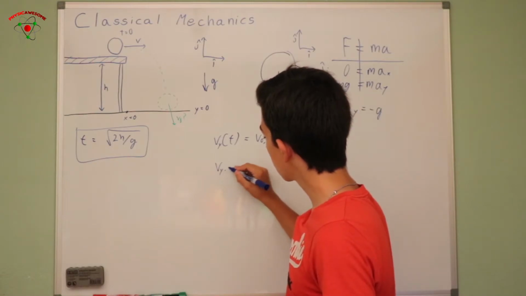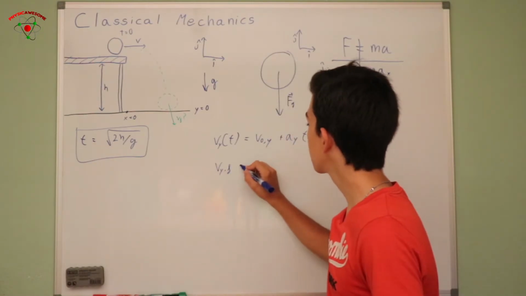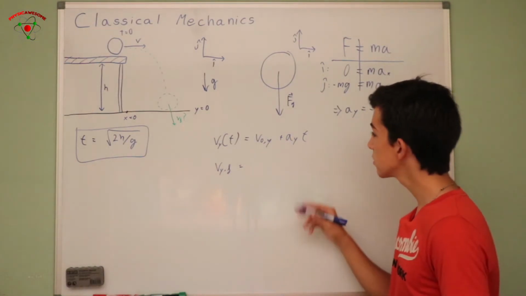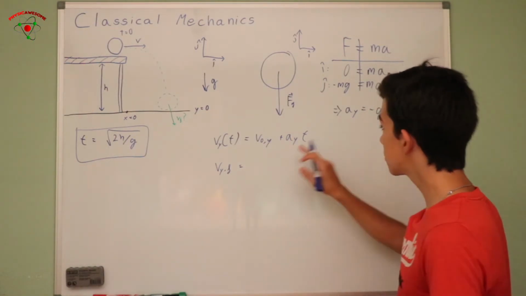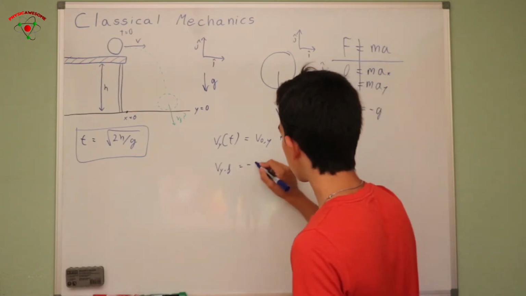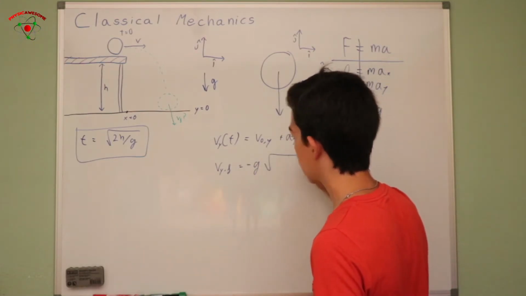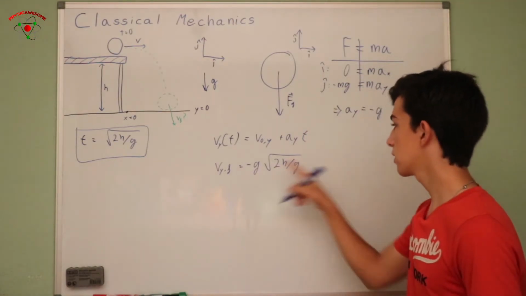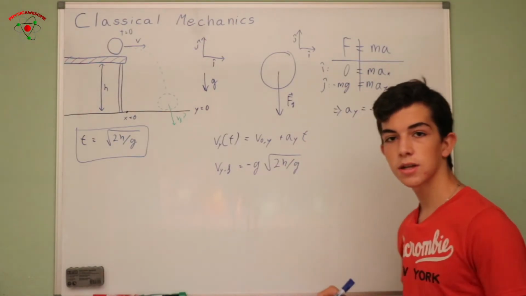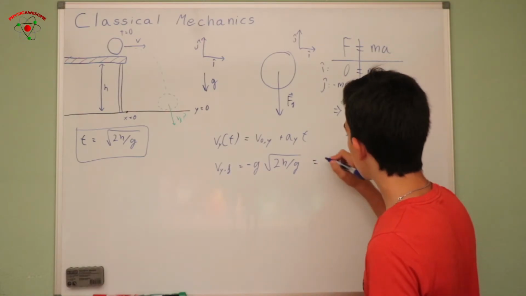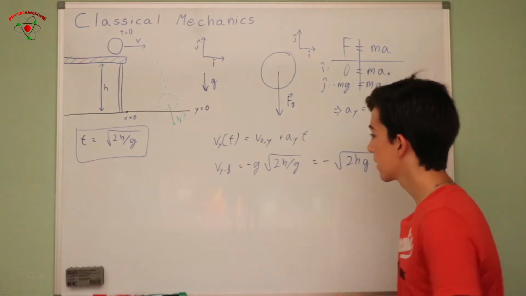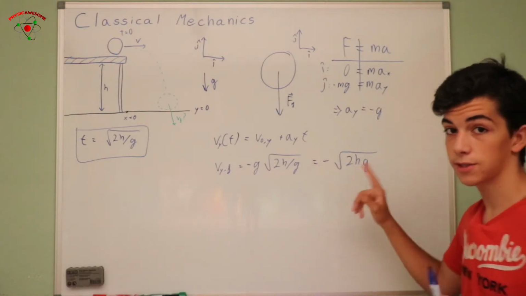Velocity final, right? That's 0 because there's no initial velocity in the y direction. And we know this is minus g times the time, the square root of 2h over g. And if we put that g inside the square root, we find out this is minus the square root of 2h g. And note this negative sign.